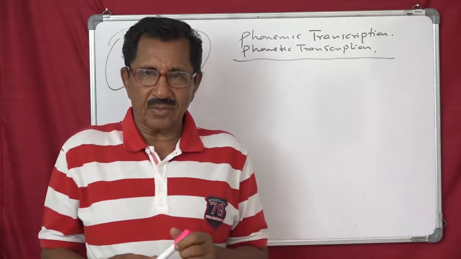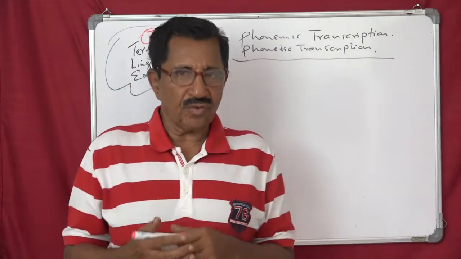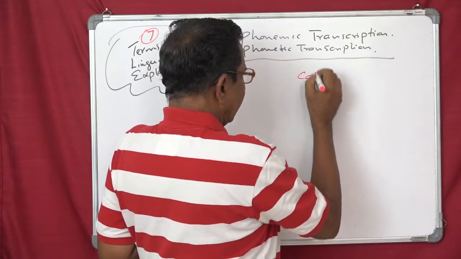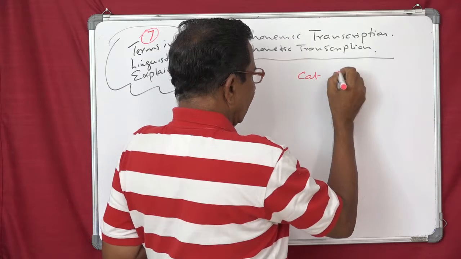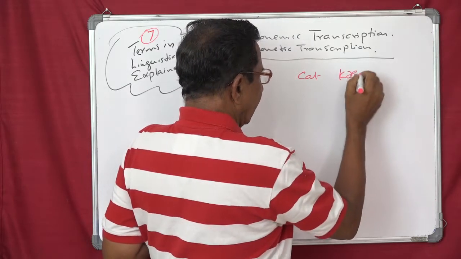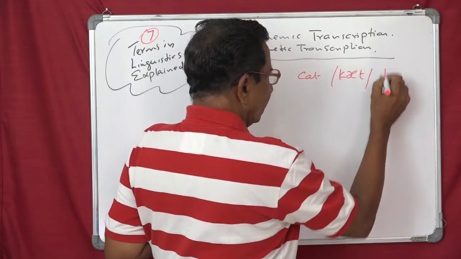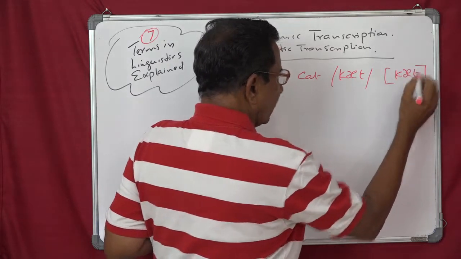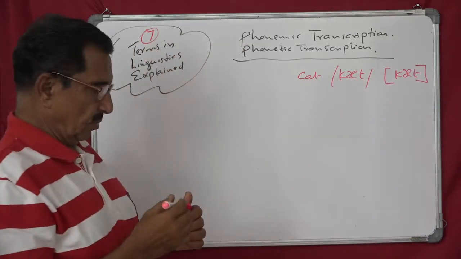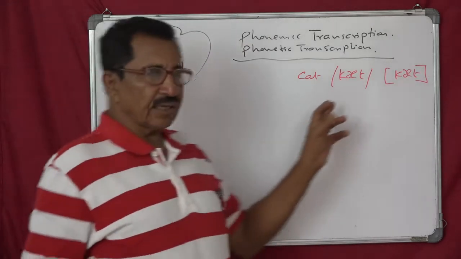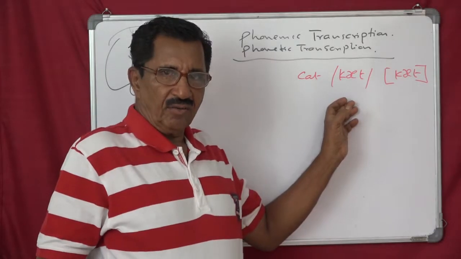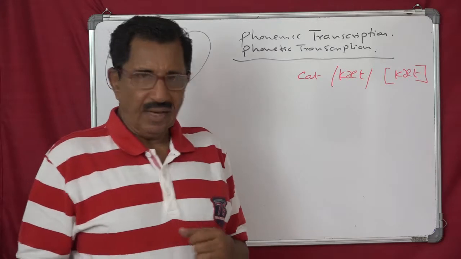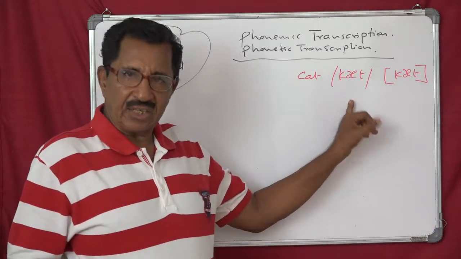What is the difference between the two? In both they use phones, meaning sounds. So for example, cat: one is phonemic, and the other is phonetic. From this you can understand the first difference. A phonemic transcription is written within slanted lines, forward slanting lines. The other one is square brackets. Here it means this is a word in English.